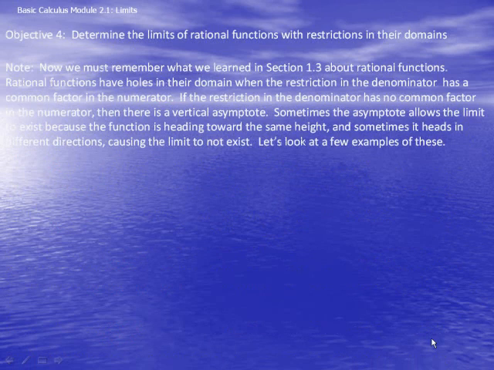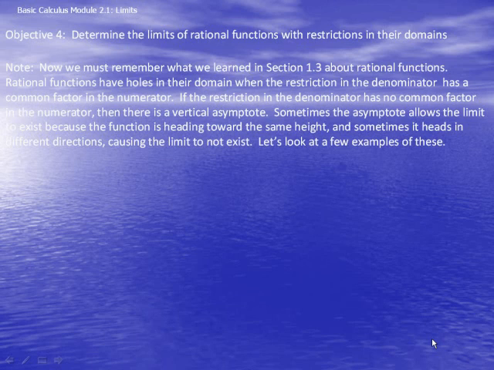Objective 4. Determine the limits of rational functions with restrictions in their domains. Now we must remember what we learned in section 1.3 about rational functions. Rational functions have holes in their domain when the restriction in the denominator has a common factor in the numerator. If the restriction in the denominator has no common factor in the numerator, then there is a vertical asymptote.